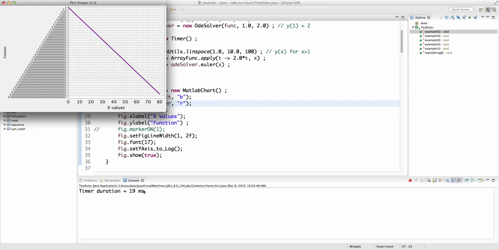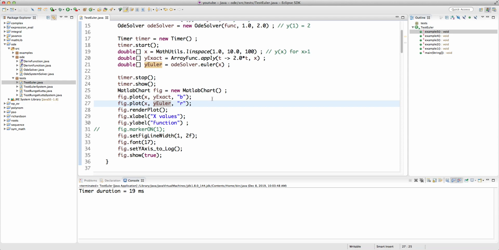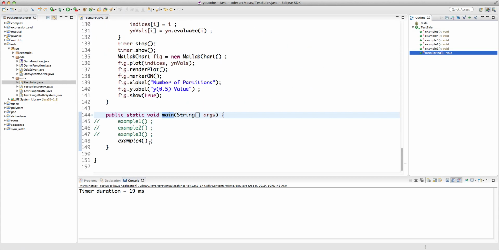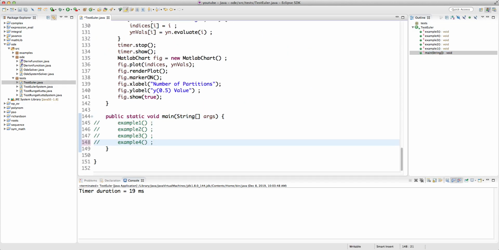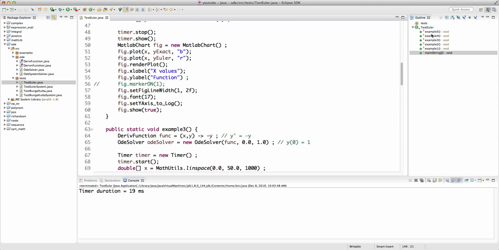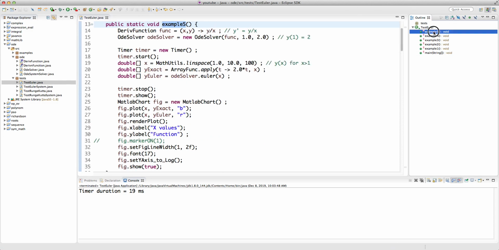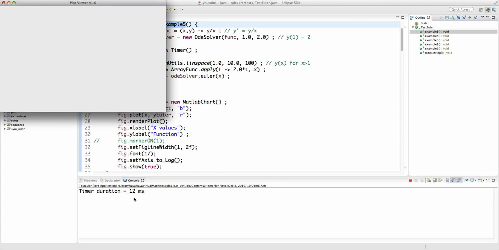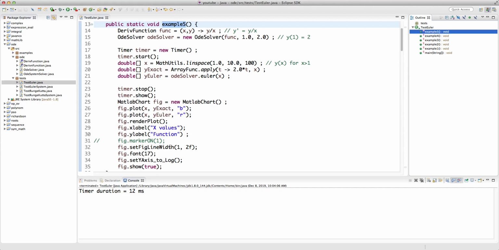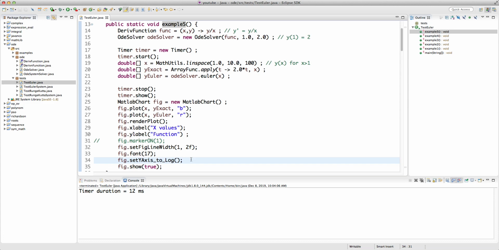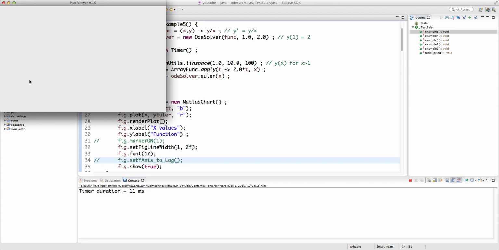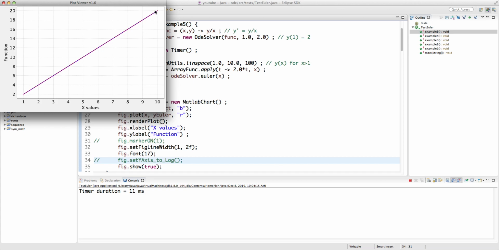It doesn't take much time. I think we're still running example 4, so let's run example 5 here. 12 milliseconds is very fast, and we shouldn't plot it on a log scale. Okay, so we just plot it on a linear scale, and yes, it's exact.